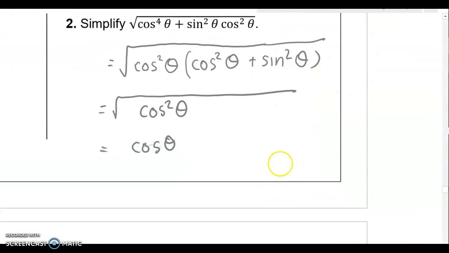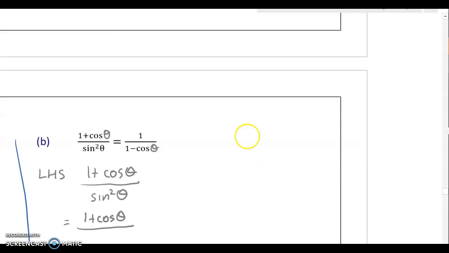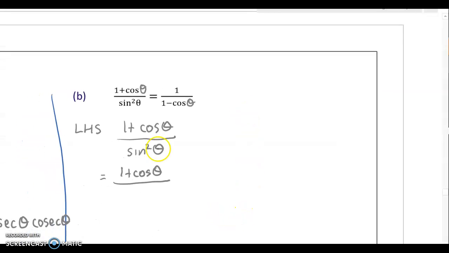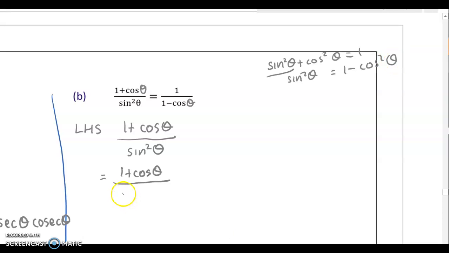So I'm going to use that down here. My bottom line says sine squared theta. So if I remember what my rule was, sine squared theta plus cos squared theta equals 1. I only want the sine squared theta, so if I take cos squared theta from each side, I'm going to end up with sine squared theta equaling 1 minus cos squared theta. And that's what I'm going to replace my sine squared theta with, 1 minus cos squared theta.